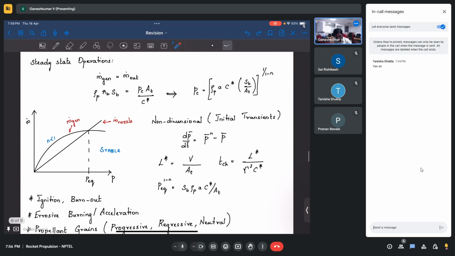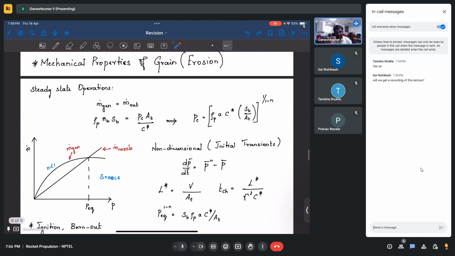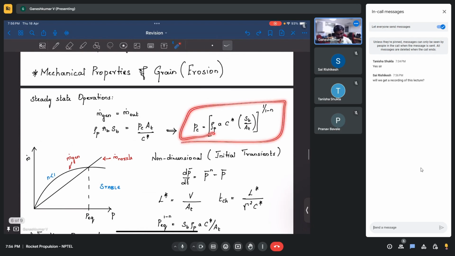Then there is the steady state operation. Whatever is generated in the propellant is going to be equal to the mass flow rate through the nozzle. When we equate these two, we end up with this relation, and you can find the chamber pressure and how it varies as a function of burning surface area. If the burning surface area increases, then pressure is going to increase, and how it varies depends on all these parameters.